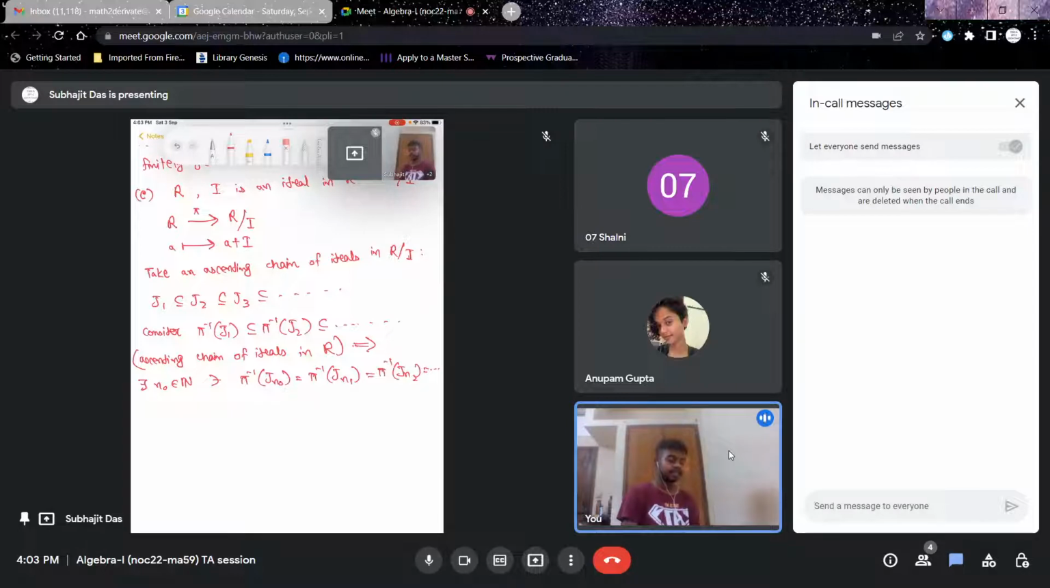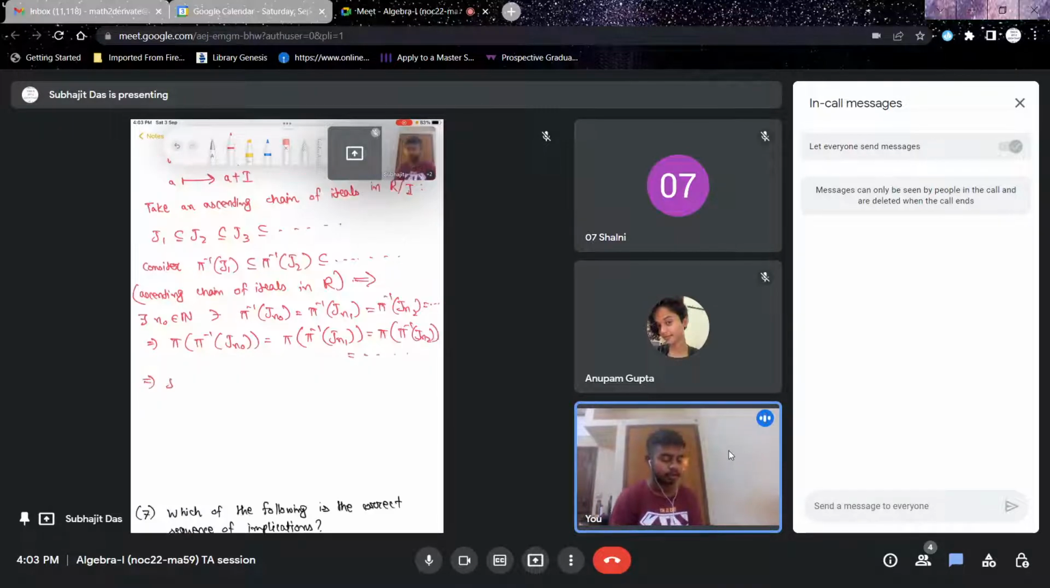Now if these are the same, you can apply pi on each of them. So pi of pi inverse of J n naught is the same as pi of pi inverse of J n 1, which is the same as pi of pi inverse of J n 2, right? And it goes on, right? And this is where you are actually using the surjectivity to conclude that pi of pi inverse of J n naught is actually J n naught. This is where you need surjectivity, right?